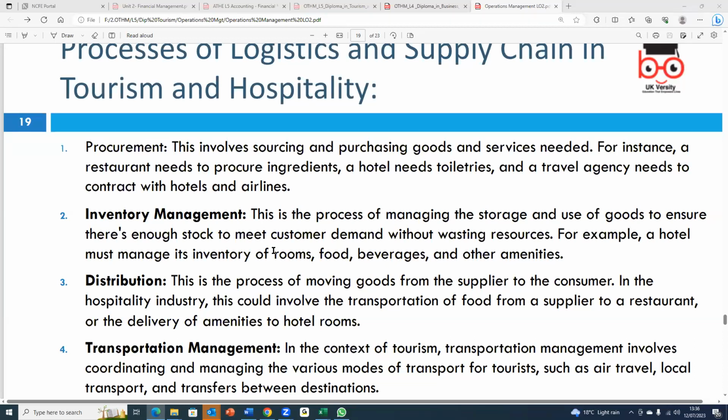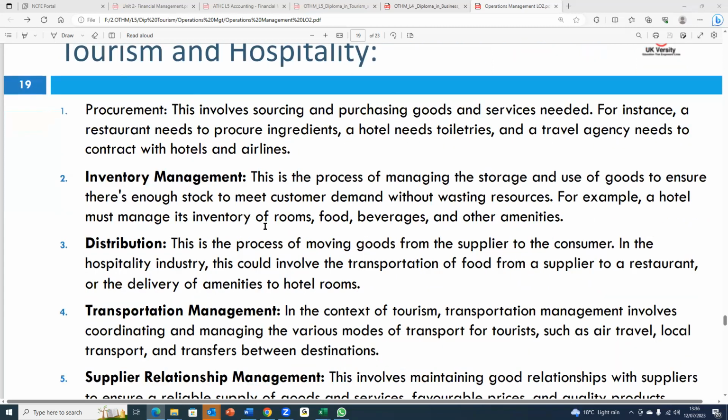If they go out of date, for example, the food or the beverages, then you're going to throw them in the bin. You've lost money, you've lost the profit. So you want to make sure that the inventory system is up to date. Do you understand? So you have the right system for the right purpose.